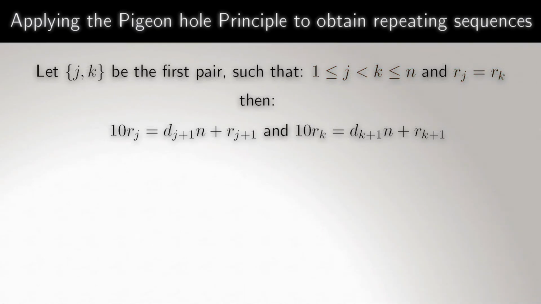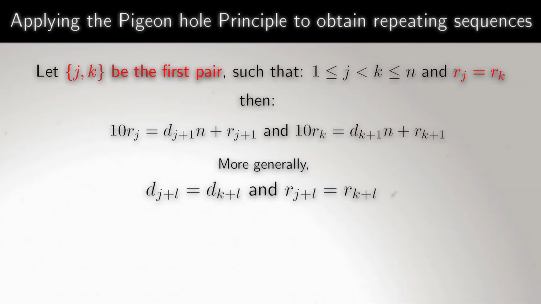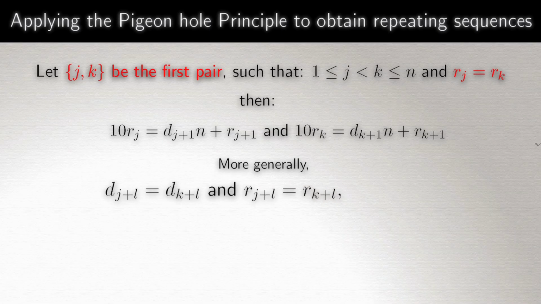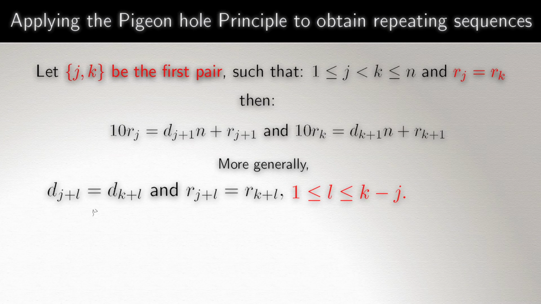Since the Euclidean division provides a unique pair of quotient and remainder, and since rj is equal to rk, this implies that d(j+1) is equal to d(k+1) and r(j+1) is equal to r(k+1). And this can be repeated more generally to obtain that d(j+l) is equal to d(k+l) and r(j+l) is equal to r(k+l), where l is between 1 and k minus j.